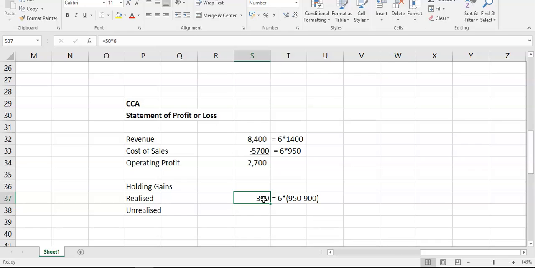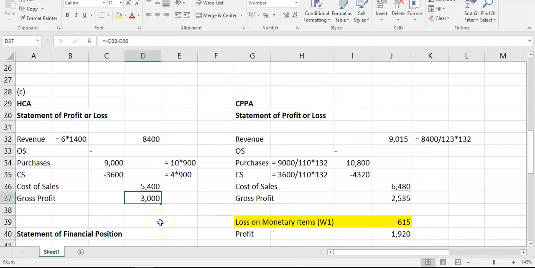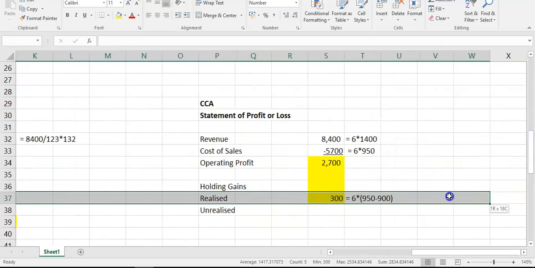But these holding gains are separated because they're not allowed to be distributed. But remember we said the rule in class, if you add together the operating profit and the realized holding gain, that is the same as the historical cost profit, 3,000. And you'll see that match there.